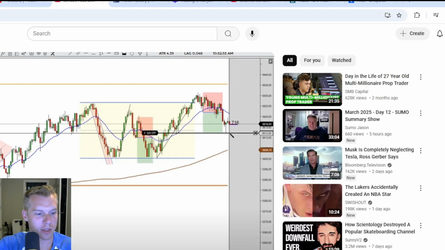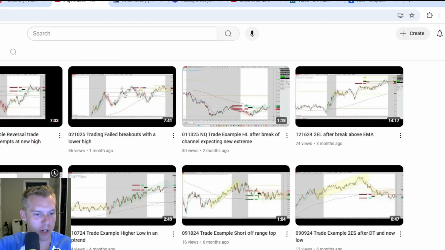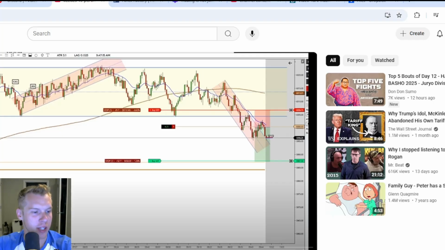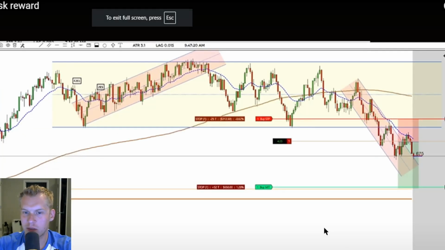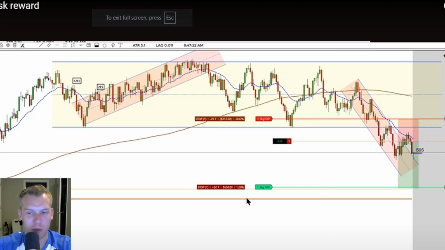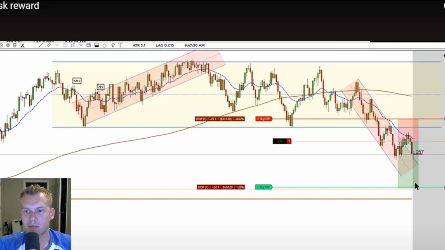All right, so let's look at one more. There's one that I wanted to check out here. All right, so this one is a 2-to-1 risk reward ratio. So he's already short, putting a stop up above a recent high up here, and then going for 2 times his risk.